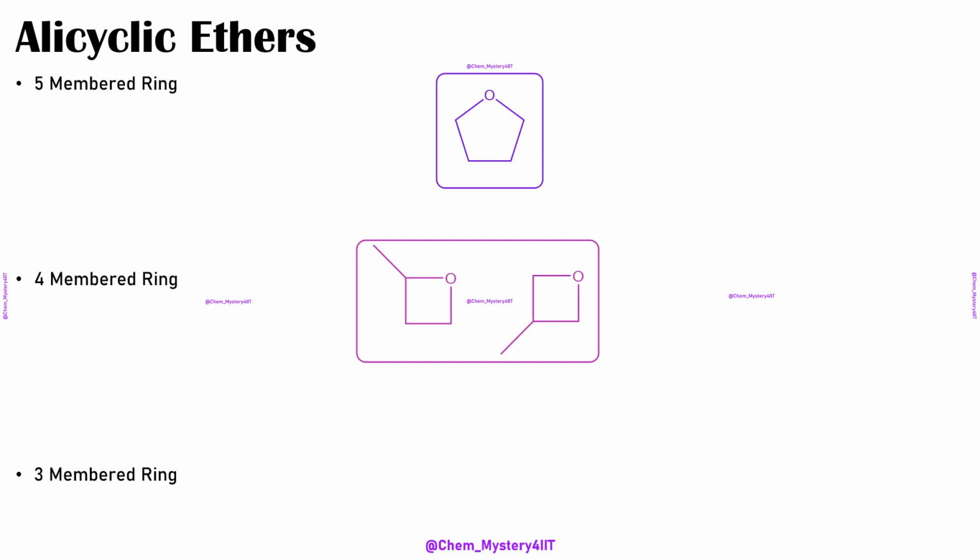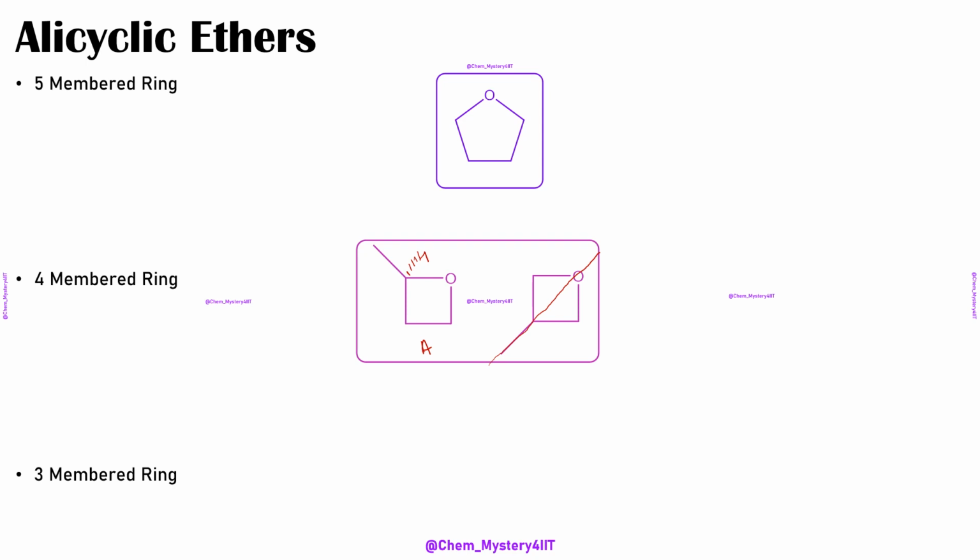Although we can realize later that this compound is going to have a plane of symmetry over here, and this compound has no plane of symmetry. So this one is going to be optically active. This is going to have a stereoisomer. The second compound is not going to have any stereoisomers.